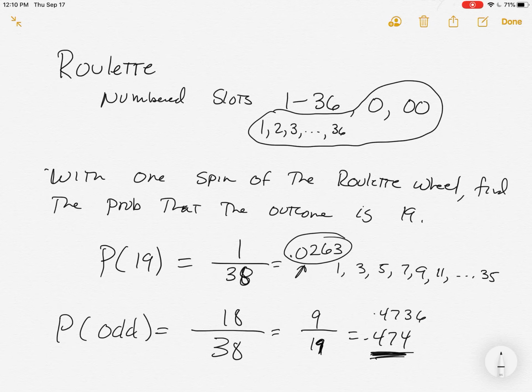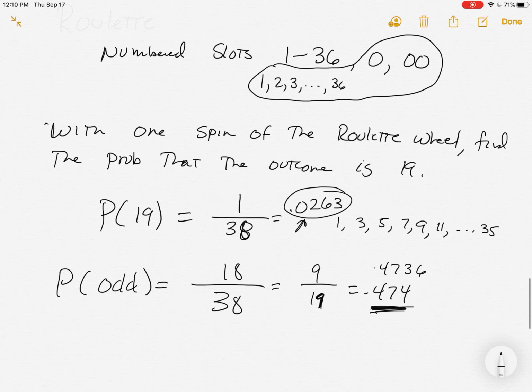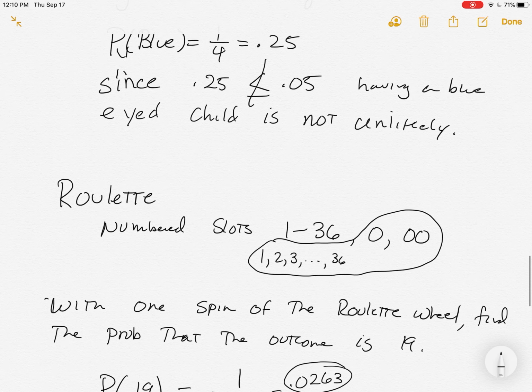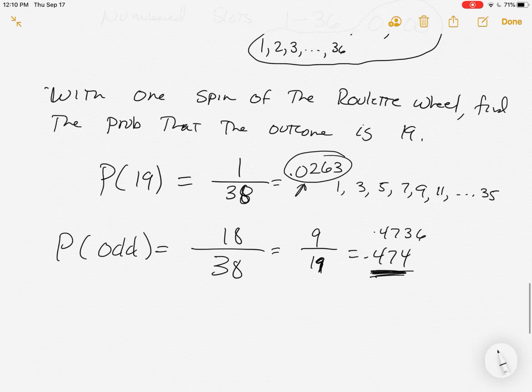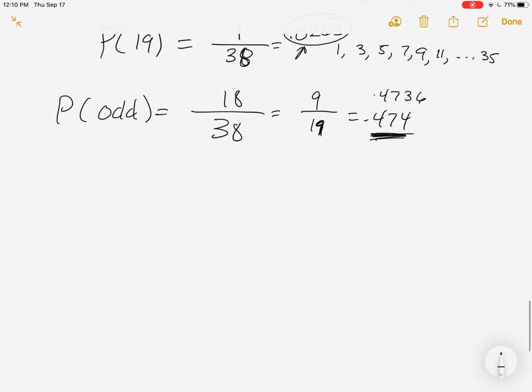So try to park that in the back of your mind. Notice that getting an odd number is not unlikely. It happens 47% of the time, way more than 5%. But getting the number 19 would be an unlikely event, only happening at 0.0263 or 2% of the time. And that's less than 0.05, so therefore it's unusual or unlikely, is the way our book puts it. So you'll see examples like that.